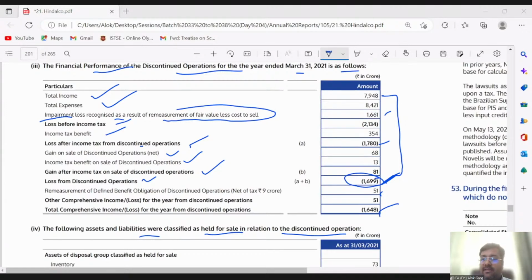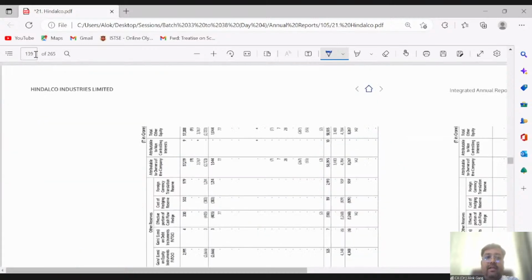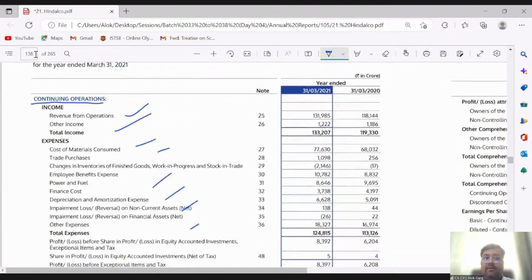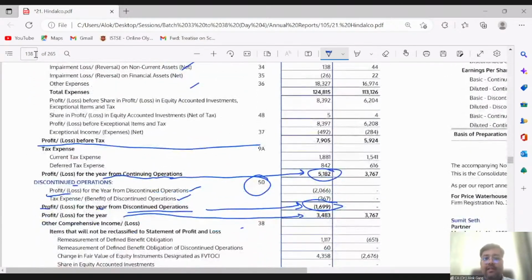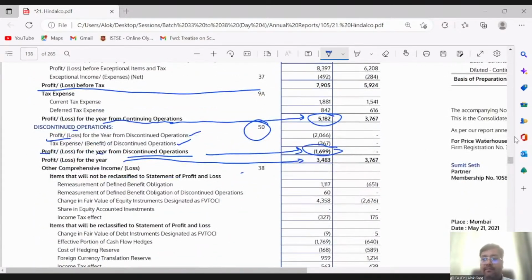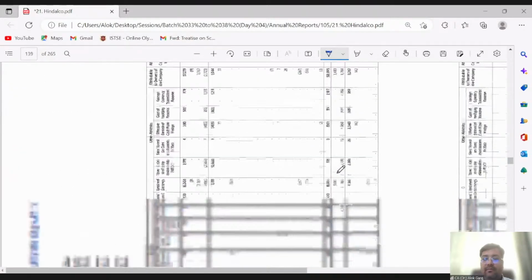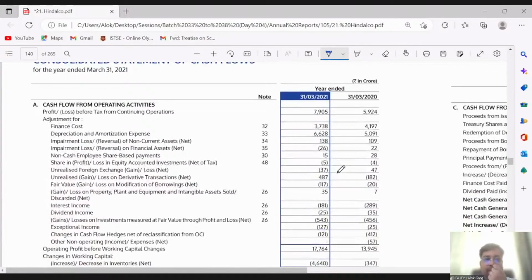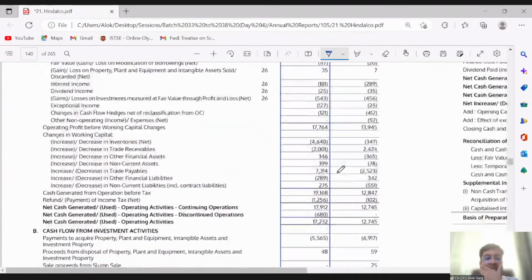Have you understood this? Yes or no? The entire breakup is given in the notes to accounts. In the P&L, it has been shown as a single line item, right? You can see that in the P&L, it is a single line item. Okay. Clear? Okay.